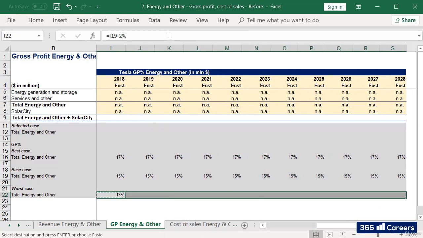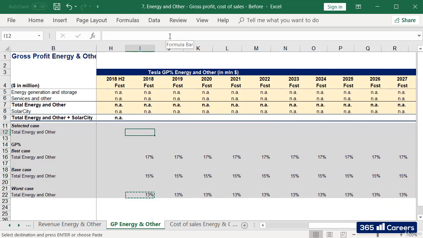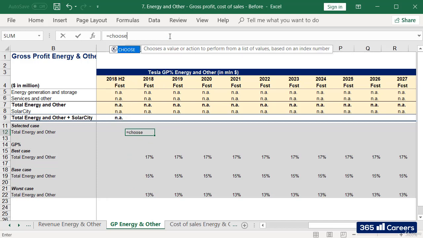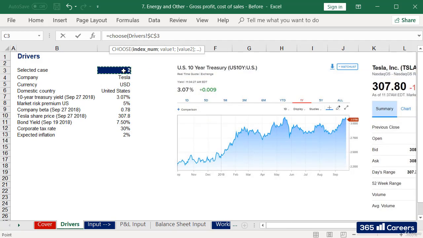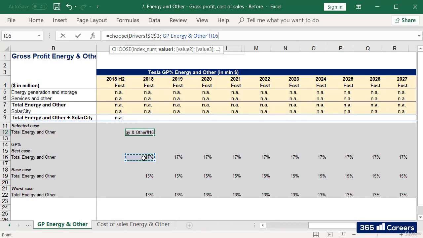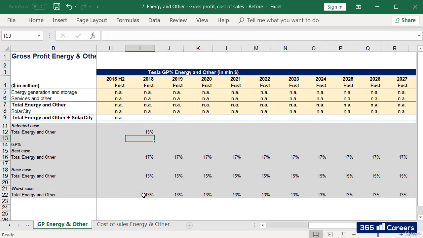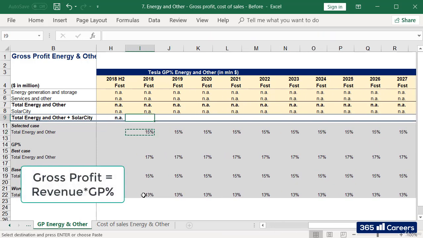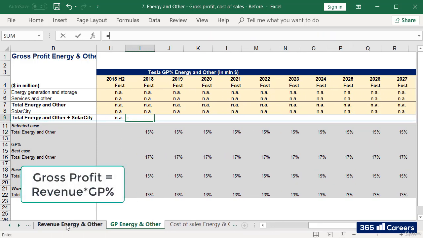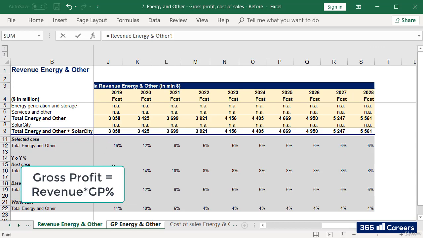The CHOOSE function will help us model the three scenarios. I'll need a second to add the three possible values. Okay, and once we are ready, we can easily multiply the selected GP percentage and revenues for that year to obtain gross profit.